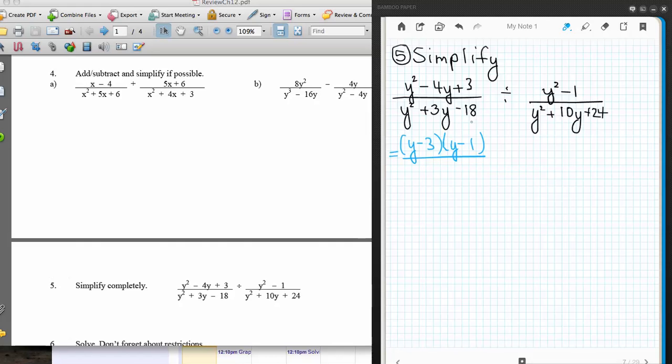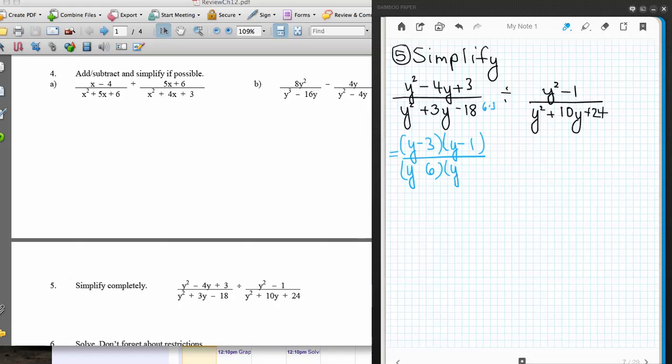Going on to this next one, I see 18 and I need a difference of factors. So the factors of 18 that give me a difference of 3. I think to myself, well, that would be 6 and 3. 6 and 3 differ by 3 and multiply to give me 18. So I'm going to need a y with a 6 and a y with a 3.